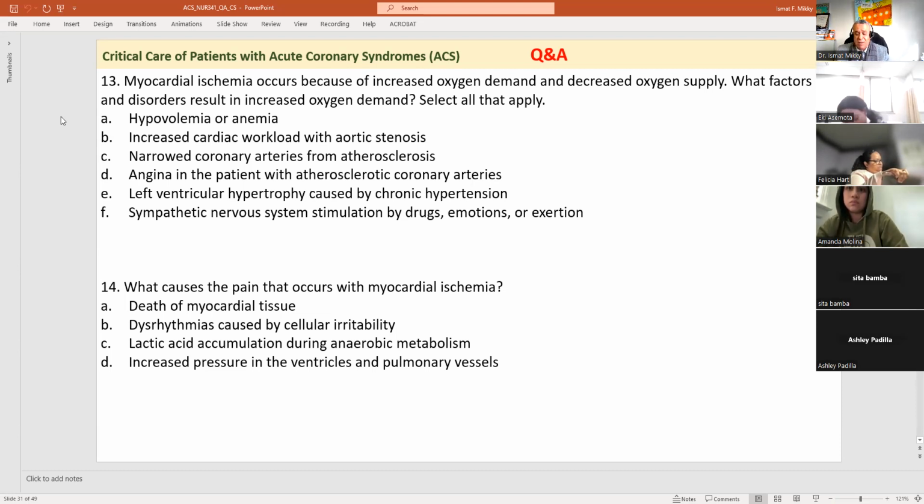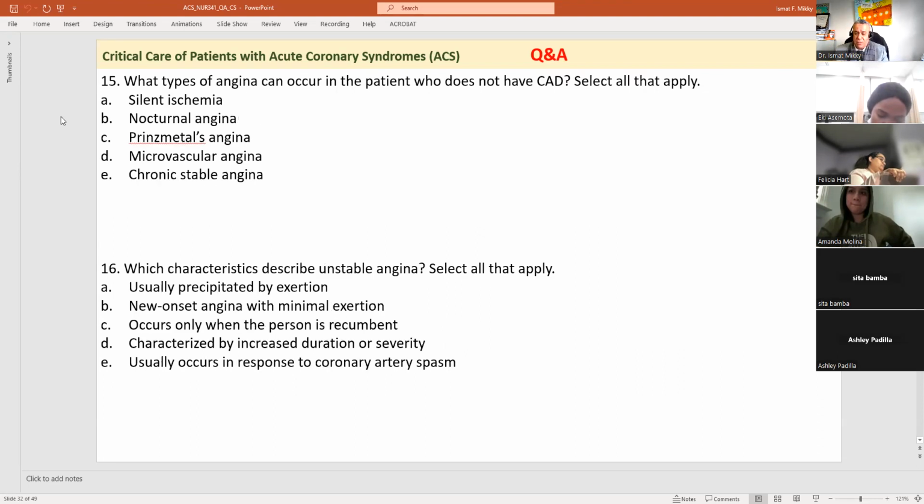But the major concept here, for question number 14, is that the coronary arteries are occluded. There is decreased perfusion. There is anaerobic metabolism that would take place now with the accumulation of lactic acid, plus there are ischemic changes in terms of this decreased perfusion. So the type of pain is called ischemic pain in acute MI. Number 15.